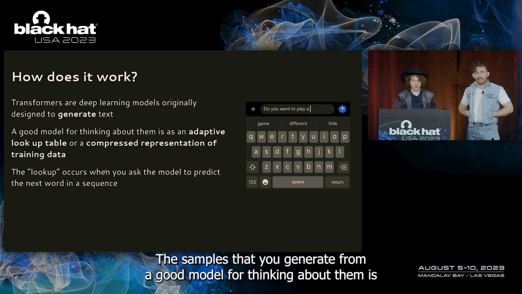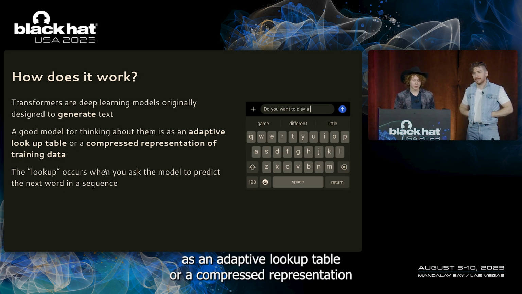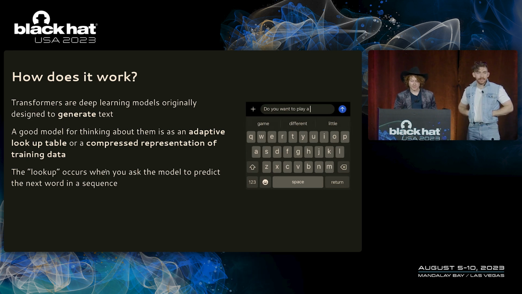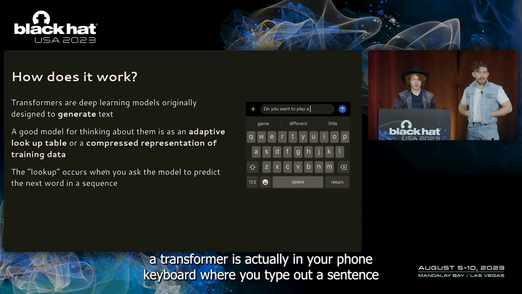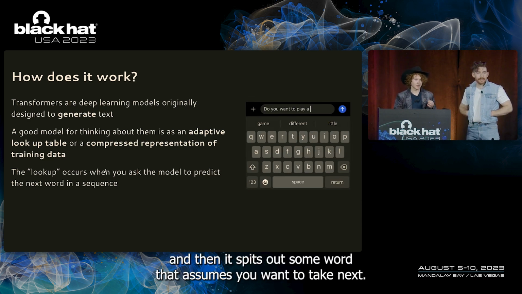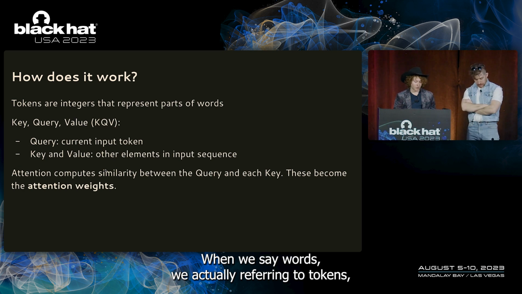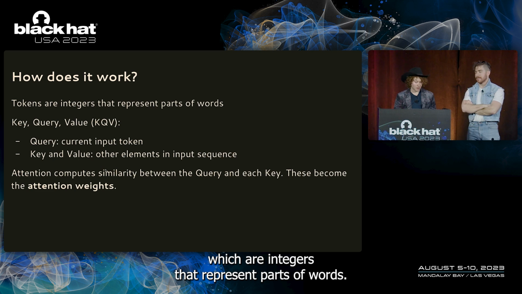A good model for thinking about them is as an adaptive lookup table, or a compressed representation of the training data that you've been training on. The lookup occurs when you ask the model to predict the next word in a sequence. The first context in which you might have encountered a transformer is actually in your phone keyboard, where you type out a sentence and then it spits out some word that it assumes you want to type next. When we say words, we actually are referring to tokens, which are integers that represent parts of words.